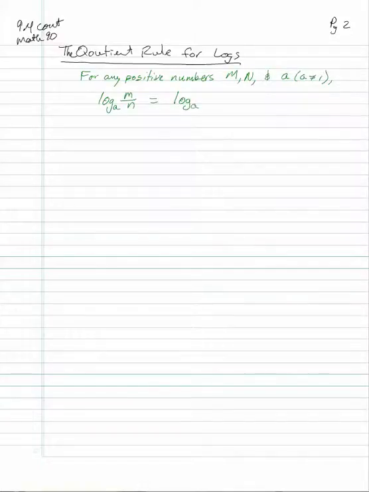Okay, so the quotient rule for logs: for any positive numbers m, n, and a, and again, a cannot equal 1, log of m divided by n is equal to, now again, if I think of exponent rules, if we divide the numbers, what do we do with the exponents? If you divide numbers with the same base, you subtract the exponents. Well, that's what this rule is. So if I divide the numbers inside, I split it up and subtract the logarithms.